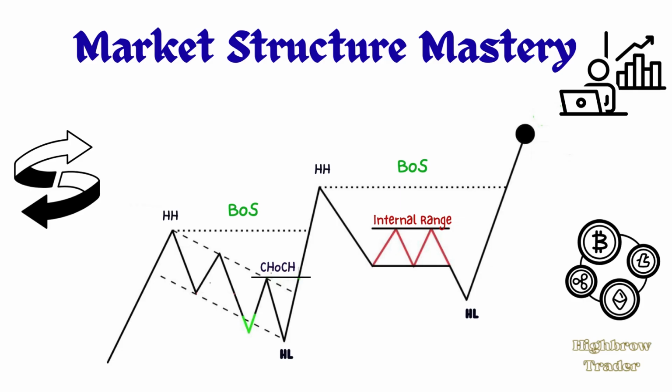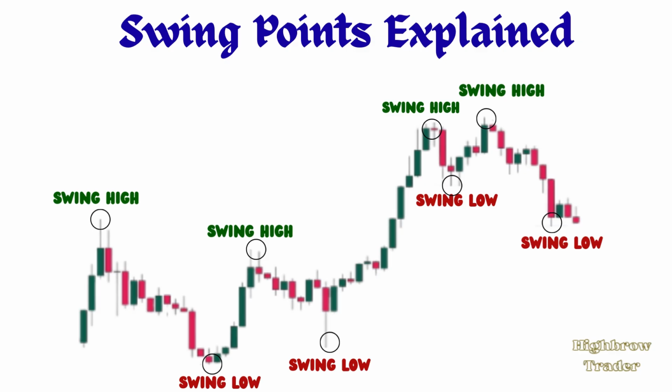Let's get started. To understand how price moves, we start with swing highs and swing lows. A swing high is where the price pushes up, then pulls back, forming a peak between two lower highs. A swing low is the reverse, a dip in price that sits between two higher lows. These points mark where momentum shifts, showing us when buyers or sellers step in. Take a moment to watch how these turning points appear on the chart. They're the foundation of any market move.